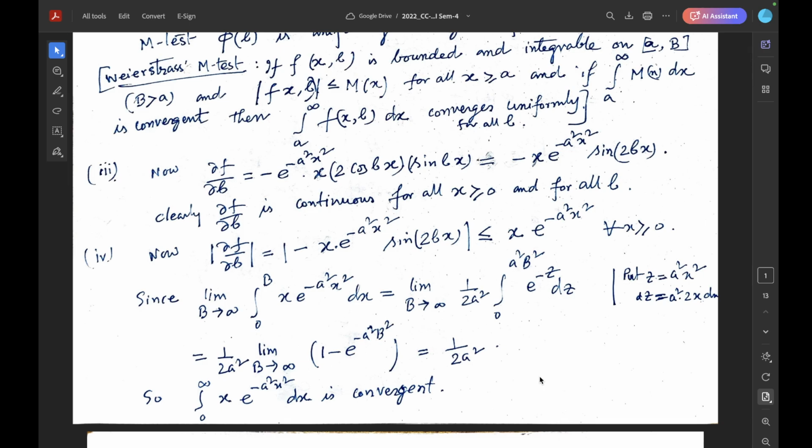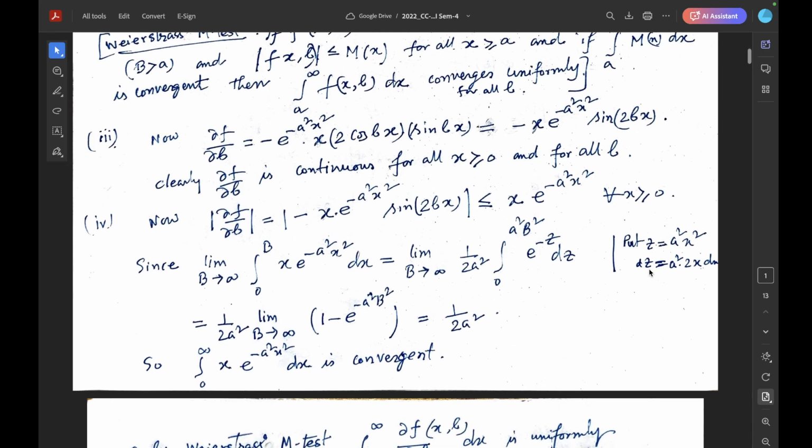Number 4, now the modulus of del b f equals the modulus of minus x e to the power minus a square x square sin 2bx, which is less than or equal to x e to the power minus a square x square for all x greater than or equal to 0. And since the limit as b tends to infinity of the integral from 0 to b of x e to the power minus a square x square dx equals the limit as b tends to infinity of 1 by 2a square times the integral from 0 to a square b square of e to the power minus z dz, putting z equal to a square x square, so dz equals a square into 2x dx, changing the variable x to z and the limits also, we get this.